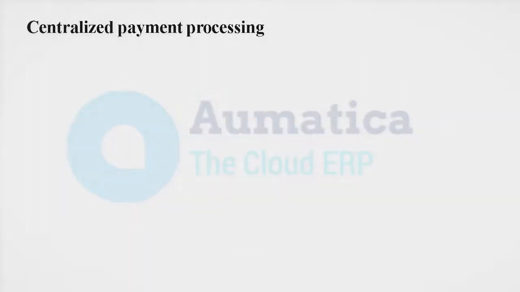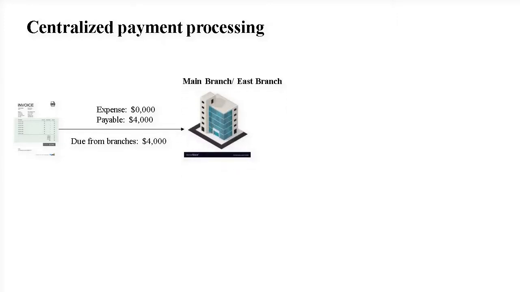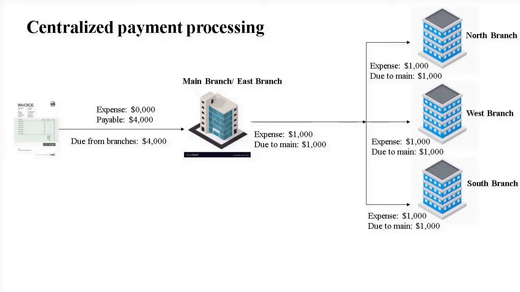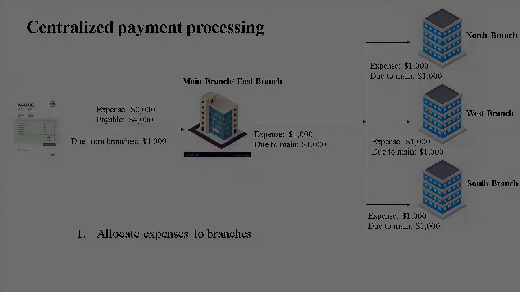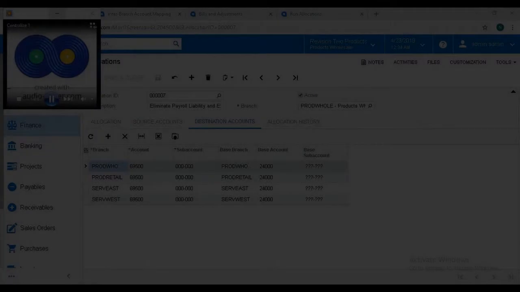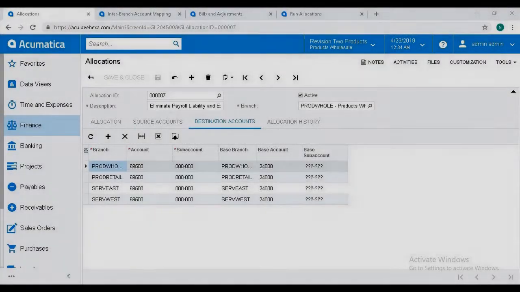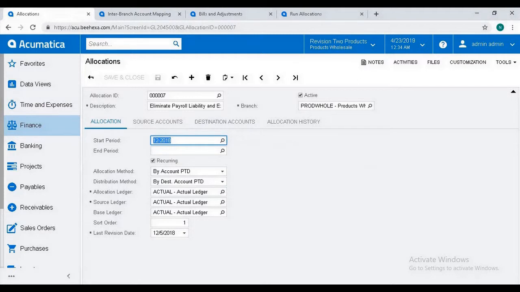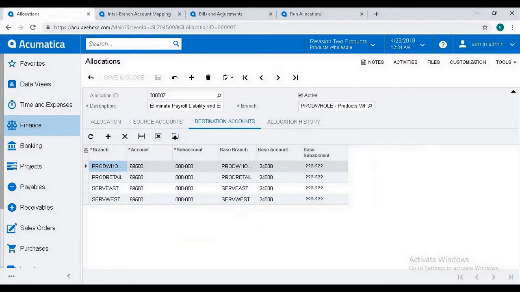Centralized payment. Acumatica allows you to pay bills centrally and allocate expenses to other operating entities. In this video, I will demonstrate how to make a single branch payment and allocate expenses evenly over 4 different branches. To begin, I set up an allocation to automatically distribute expenses to other branches. In this case, I created a simple percentage allocation for my rental accounts, but I could have created my allocation based on dynamic criteria such as monthly revenues or employee headcount.